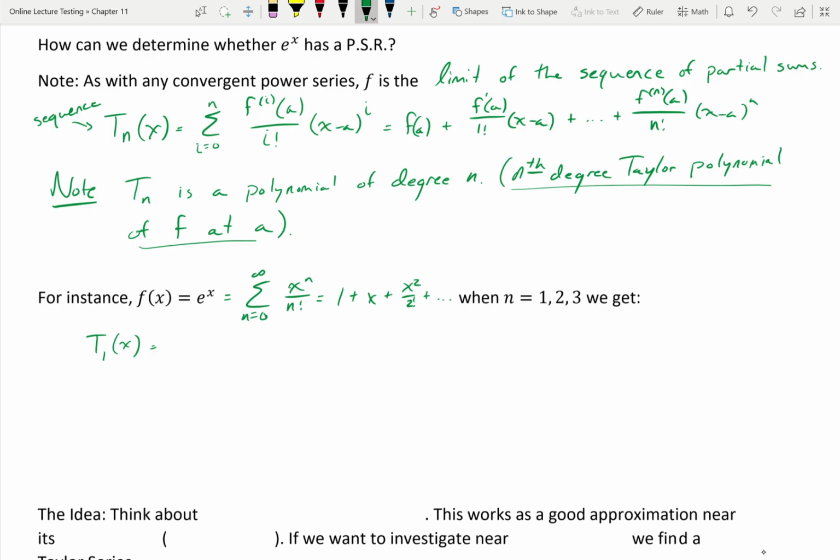All right, so this is going to be the power of the Taylor polynomial. When n is equal to 1, I'm going to get 1 plus x. And then if I look at the second one, I'm going to get 1 plus x squared over 2. And then the third degree Taylor polynomial, 1 plus x squared over 2 plus x cubed over 3 factorial. Okay, so these are our Taylor polynomials.